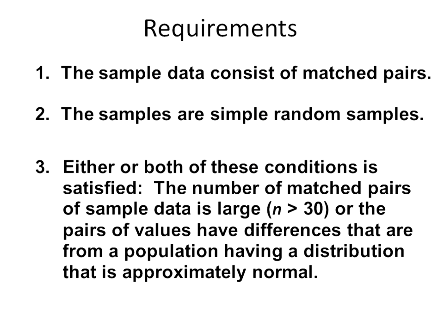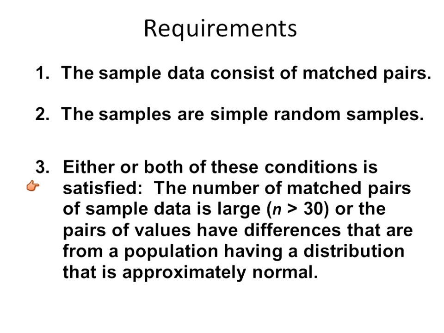Okay, so here are the requirements. The sample data has to consist of matched pairs. That means you have the same group, and you have before and then you have after data for each individual in your group. The samples are simple random samples, and either or both of these conditions is satisfied. So we need the number of matched pairs of sample data.